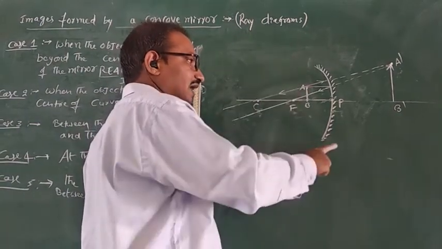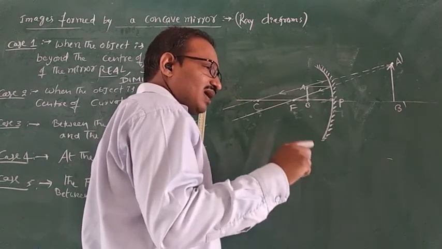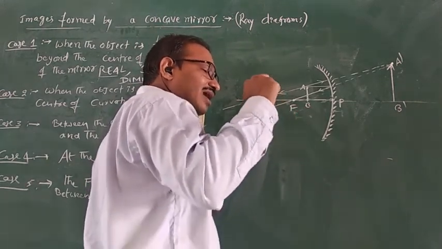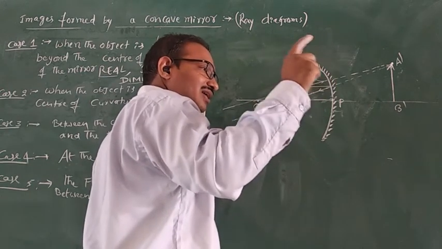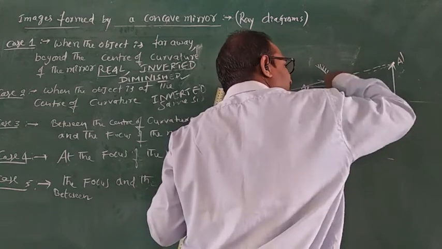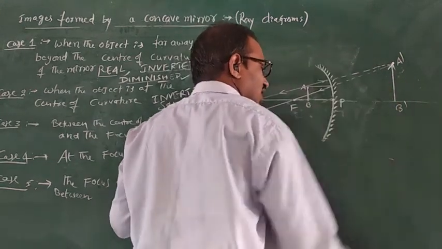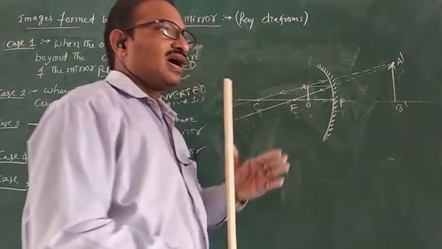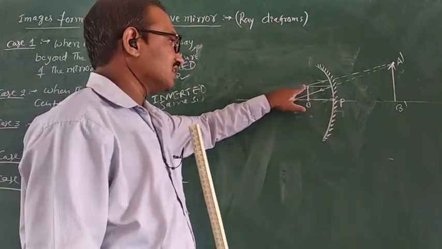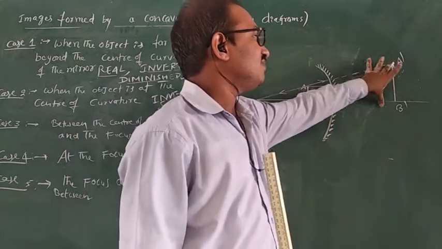Virtual, erect, enlarged. A virtual image means the image we cannot get on the screen. So here, in the mirror itself, we can see it. Erect means upright, the same direction, A prime, B prime. Same direction, and an enlarged image we are getting.